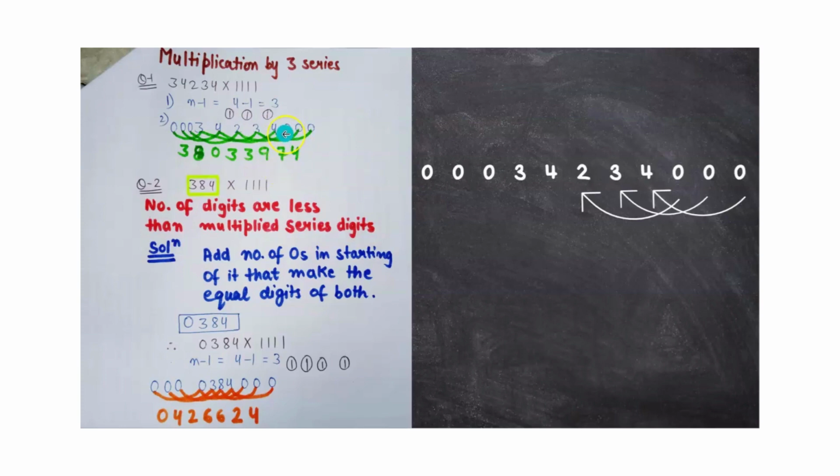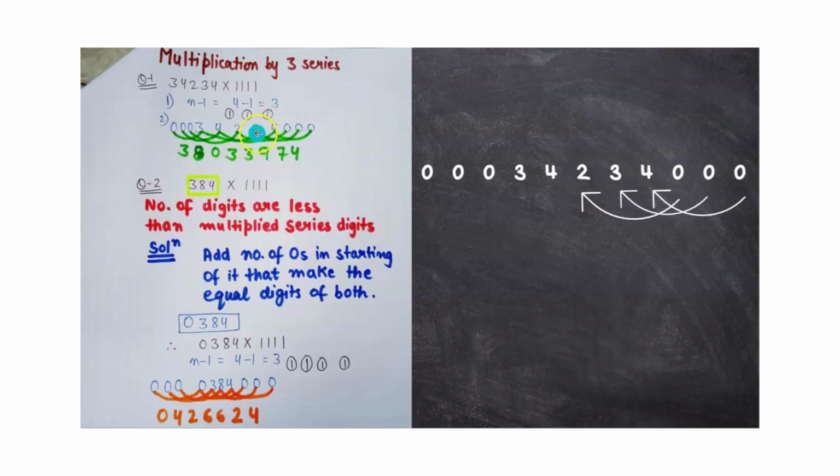Then start with this 0. 0 plus 4 plus 3 plus 2 will give you what? It will give you 9. So let's just write the 9 here. Now start with this 4. Okay, you need to understand that each and every digit will participate in the grouping.